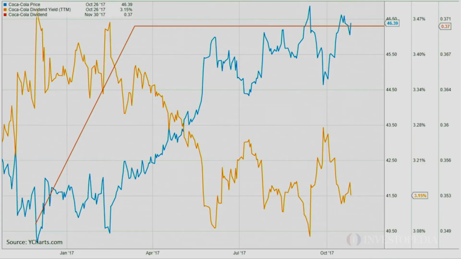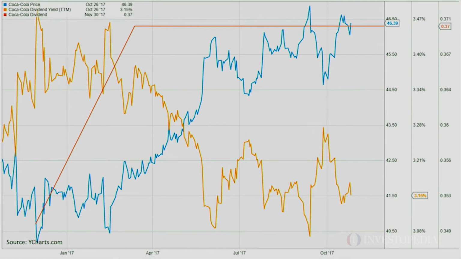Now I have an example of where dividends and dividend yields can be a little bit confusing. Investors can sometimes struggle with this a little bit, and it's important to remember the relationship that the dividend yield has with the price. That's a component of calculating the dividend yield. So here's an example that you can see on my chart where I have Coca-Cola.